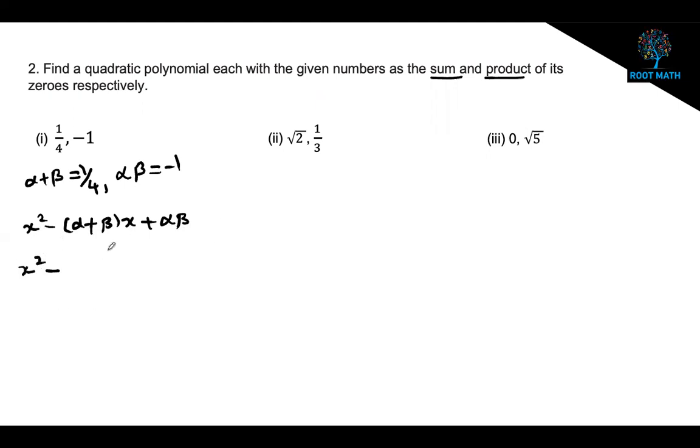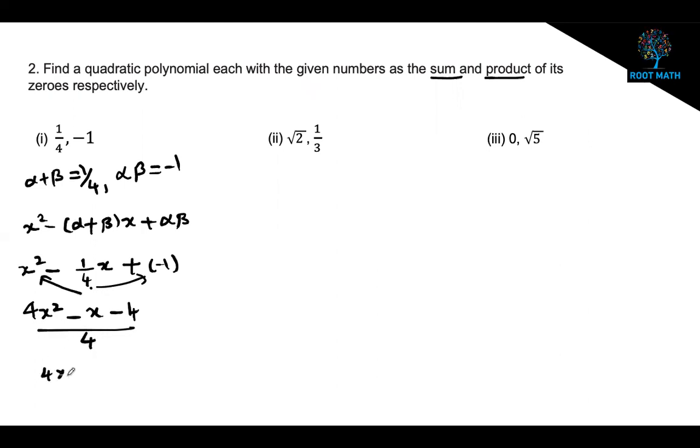Just write x squared minus 1 over 4, that means sum of zeros, times x, and the product of the zeros here. Now you can see here 4 is the only fractional number here. So take the LCM, multiply the 4 here and here. So it will become 4x squared minus x minus 4, okay, divided by 4. Leave the denominator and write this, this is your required expression.